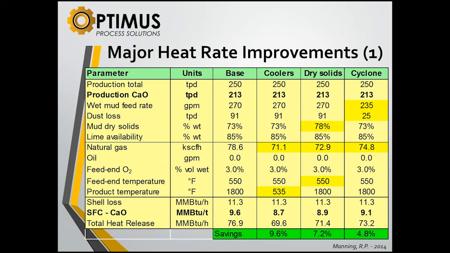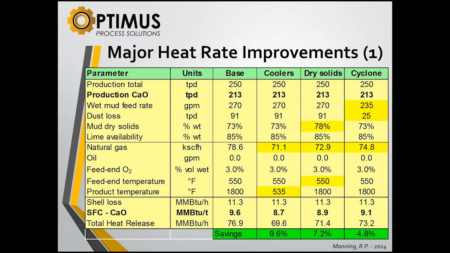If we can increase the dry solids, the mud dry solids coming off of the pre-coat filter and going into the kiln, in the case that we are showing of approximately 5%, you will see as well that we have been able to decrease the amount of fuel that is being put in. This gives us a 7.2% increase in efficiency.